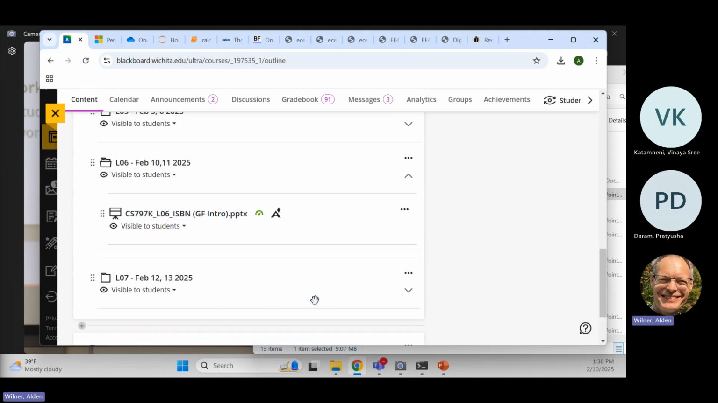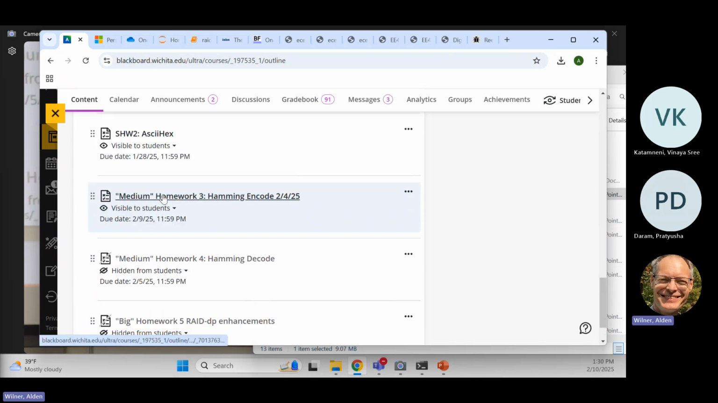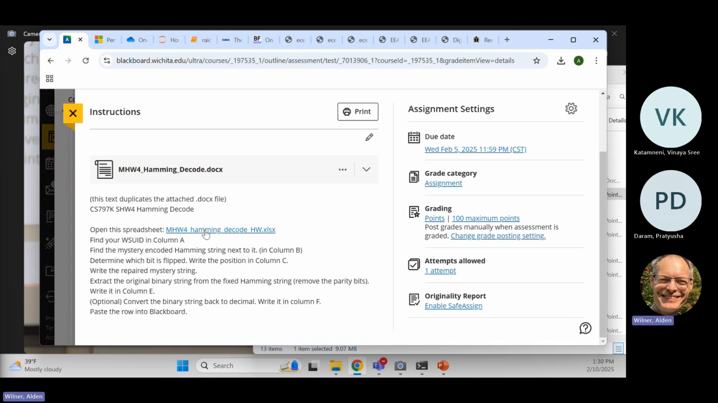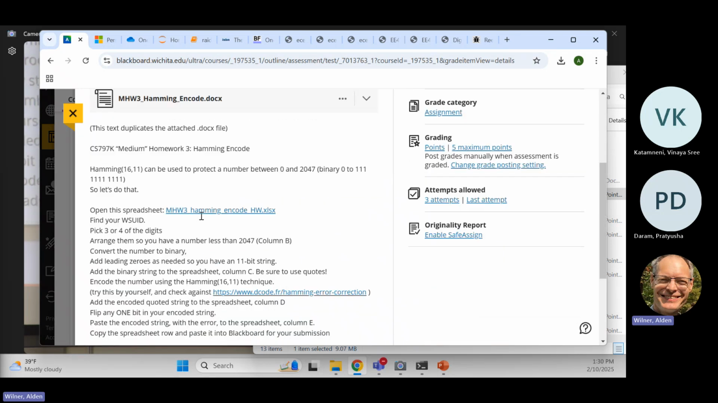One more thing to mention is on the Hamming ENCODE homework. I had 3 people as of this morning that had not done anything. Again, that homework said to go to this spreadsheet, find your WSUID in column A. There were 3 people in the class who have not done it yet. So please try to get to that. You'll still get credit. It'll be late. Oops, that's not the right one. Hamming ENCODE. There we go. There's our spreadsheet right there.